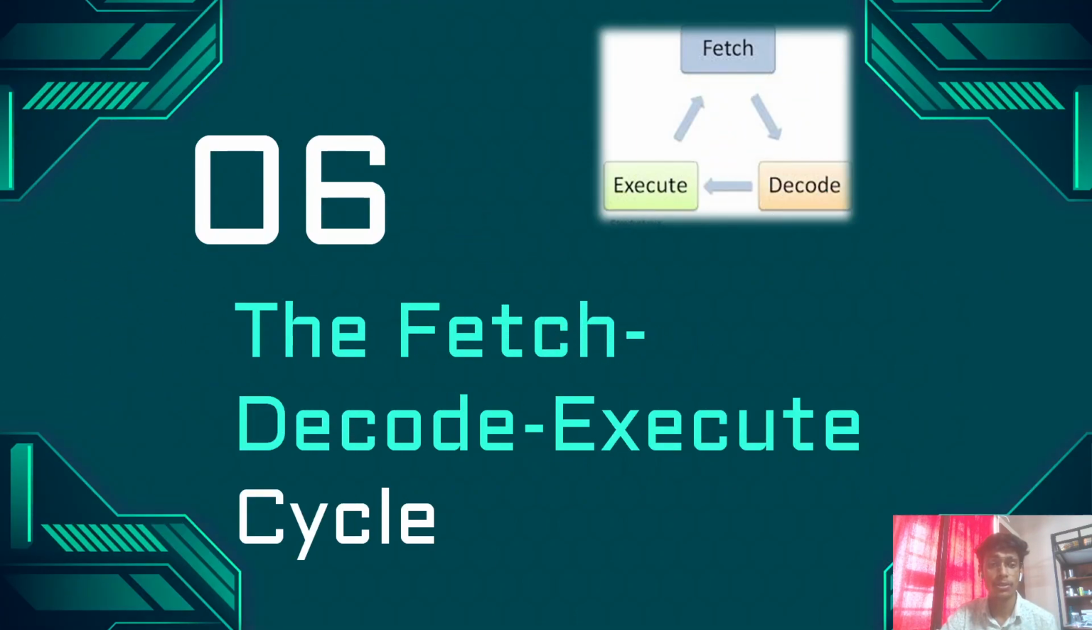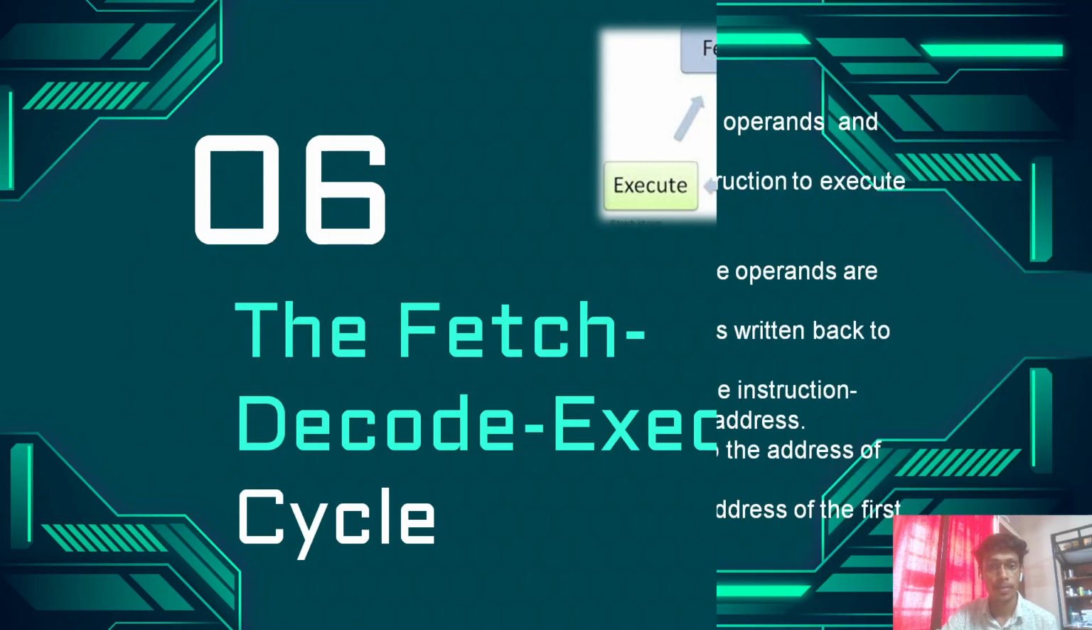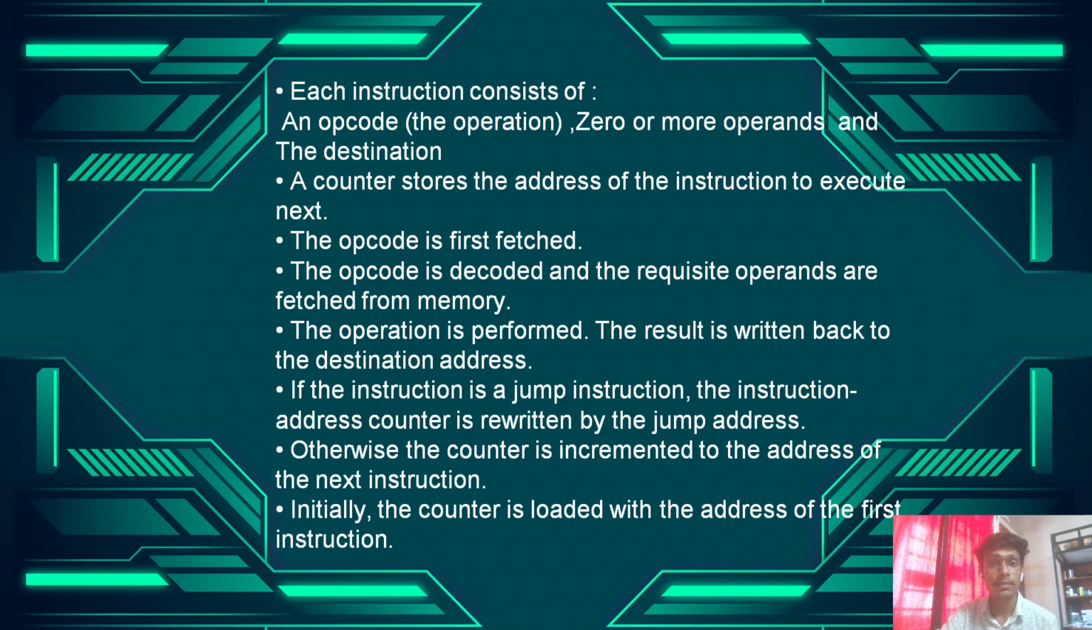So this is how we do the fetch, decode, and execute cycle. Each instruction consists of an opcode, that is, the operation, zero or more operands, and the destinations. A counter stores the address of the instruction to execute next. The opcode is first fetched and decoded, and requisite operands are fetched from the memory. The operation is performed, and the result is written back to the destination address.